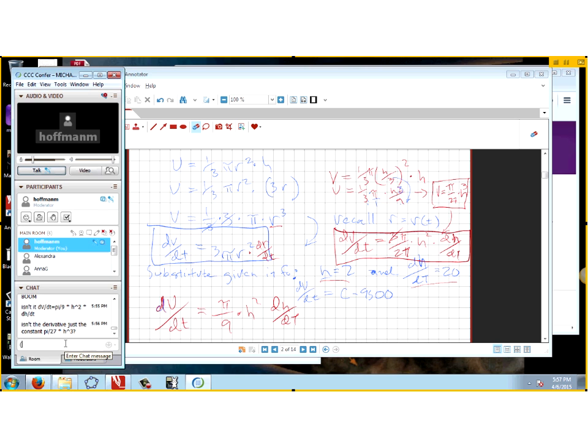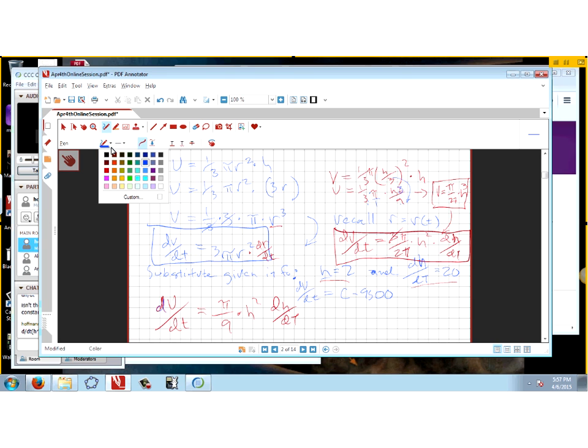No, because we have to differentiate h cubed, right? So d/dt of h to the third is going to equal 3h squared. Right, so we end up with this thing being h squared. This is just pi over 9 times the baby dh/dt.